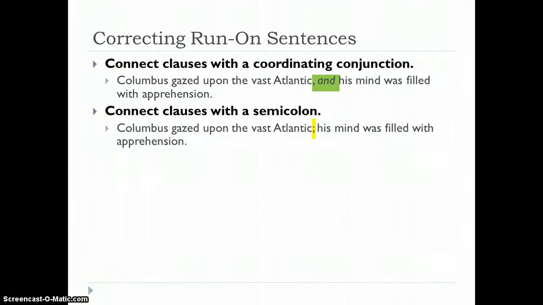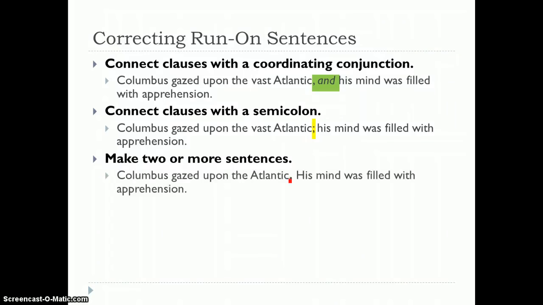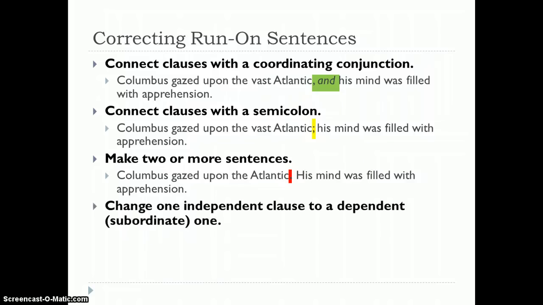After the semicolon, you could also add in a conjunctive adverb and a comma afterwards, like you could say, Columbus gazed upon the vast Atlantic. Meanwhile, his mind was filled with apprehension. And that would be totally acceptable, and it might give your sentence a little bit more transition. You could make two or more sentences. Wherever you have an independent clause, you could put in a period and stop the flow if you want a longer pause, and just have two sentences. Just make sure you capitalize the new sentence.